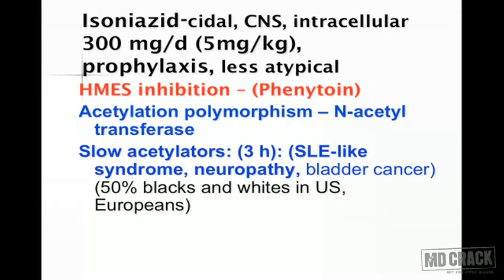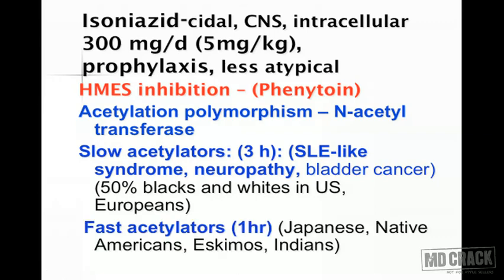What toxicity is expected? You expect to have SLE-like syndrome, you expect to have neuropathy, of course, and in few patients, bladder cancer has been reported. Slow acetylators are the persons who are going to metabolize INH slow, and there are 50% blacks and whites in United States and amongst the Europeans who can be slow acetylators.